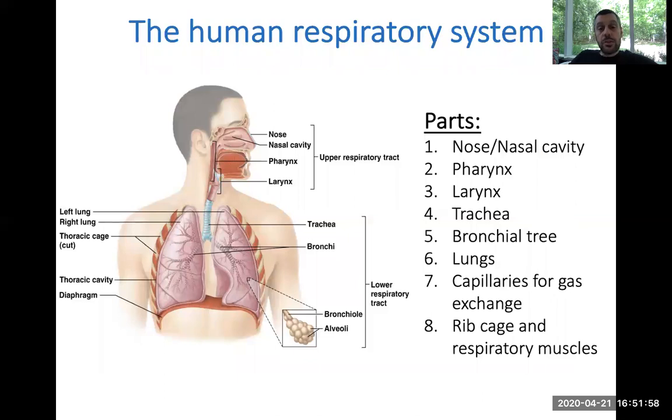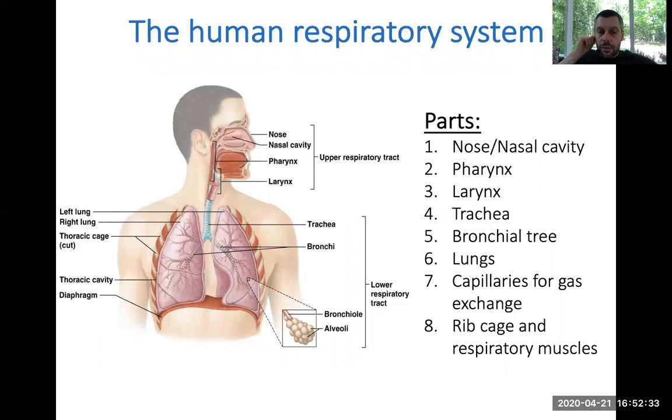Of course, the human respiratory system centers around the lungs, but also includes the bits of your body that get the air into those lungs. So the nose and nasal cavity, the pharynx, the larynx, of course, which is used to help you talk. And then as the air passes through the upper part of your respiratory system, it will go into the trachea, which branches into two bronchi, which lead into the lungs.